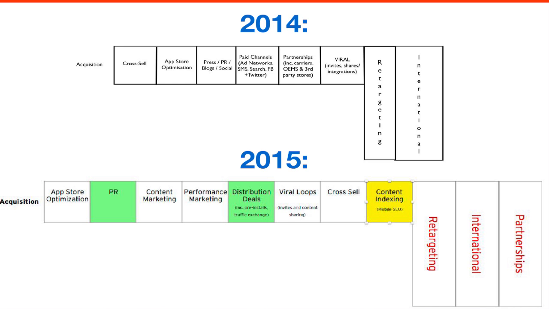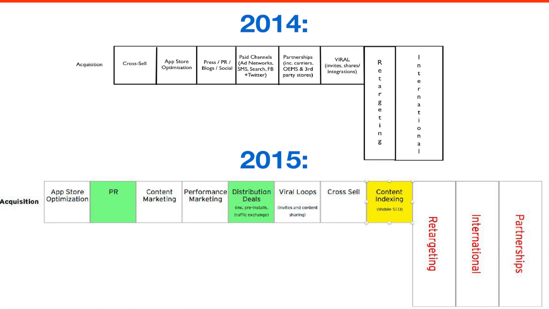PR, I broke out as a separate box. I think I had PR and social as one box. I think PR is an activity in its own right in a different discipline to content marketing, for example. Distribution deals, I think it used to be called partnerships. I've actually created a third column called partnerships because I think partnerships is something that can apply right across the stack. But I've called it out specifically in acquisition because they can be a really big part of an acquisition strategy to do pre-install deals or other forms of bulk acquisition through partnering or traffic exchange.